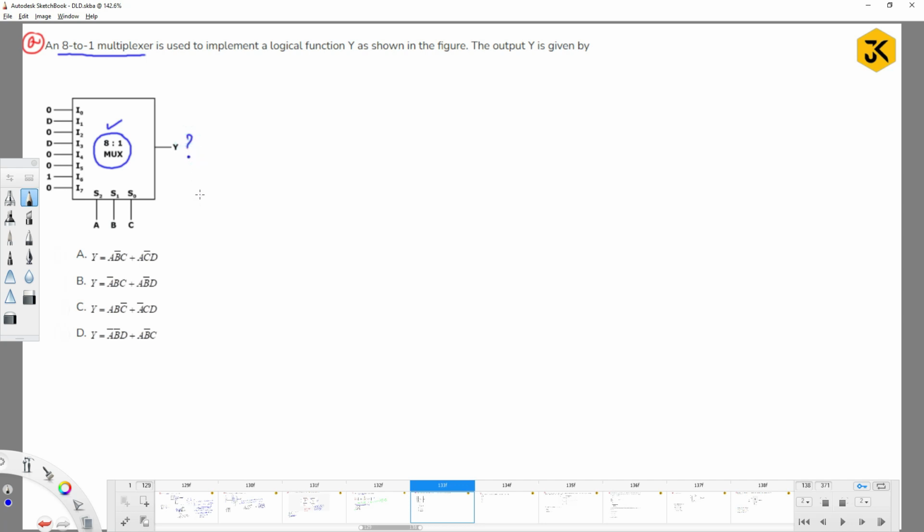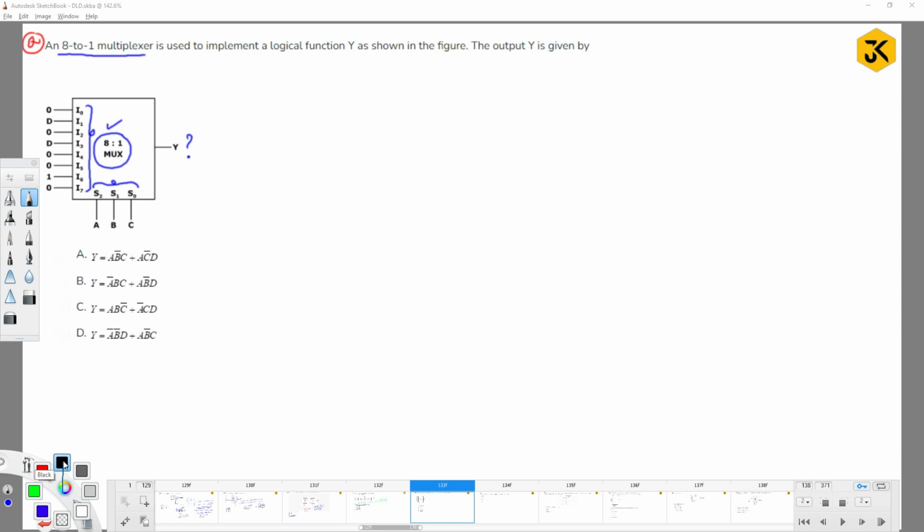Y is generating. Right? If I am saying that it is an 8 by 1 multiplexer, you are going to have 8 inputs and 3 select lines. They have given the inputs for the select lines as A, B and C. For the inputs they have given 0, D, 0, D, 0, 0, 1, 0. Right? So how can you solve it?